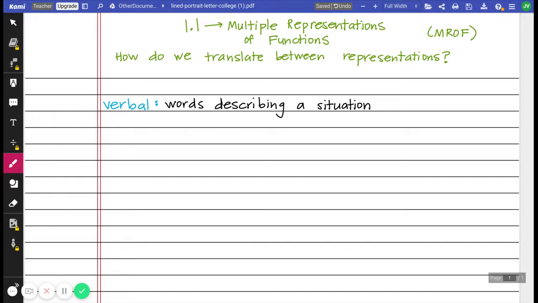And those words, even though they are telling a story or they're more real world, we have to think about what they mean in terms of math.